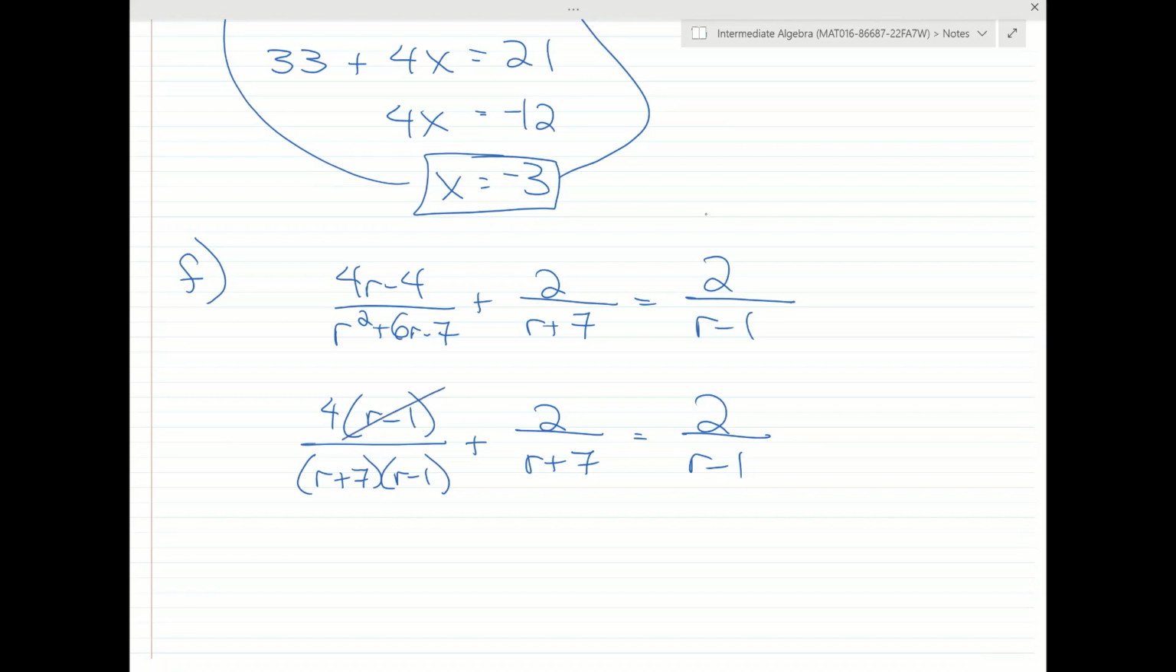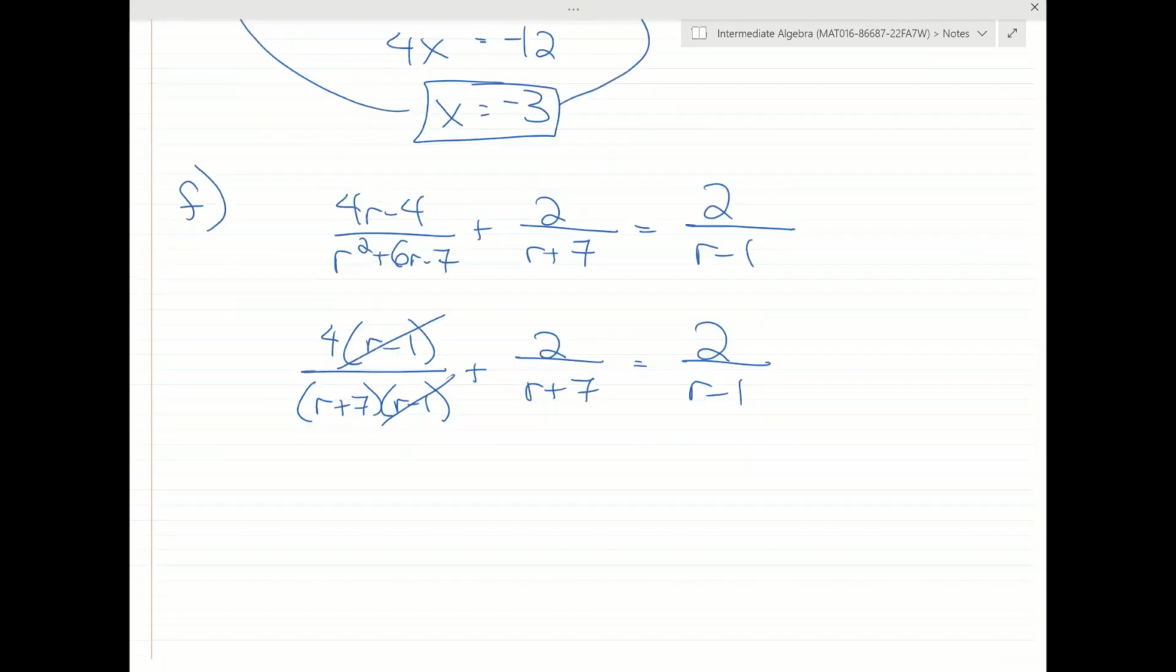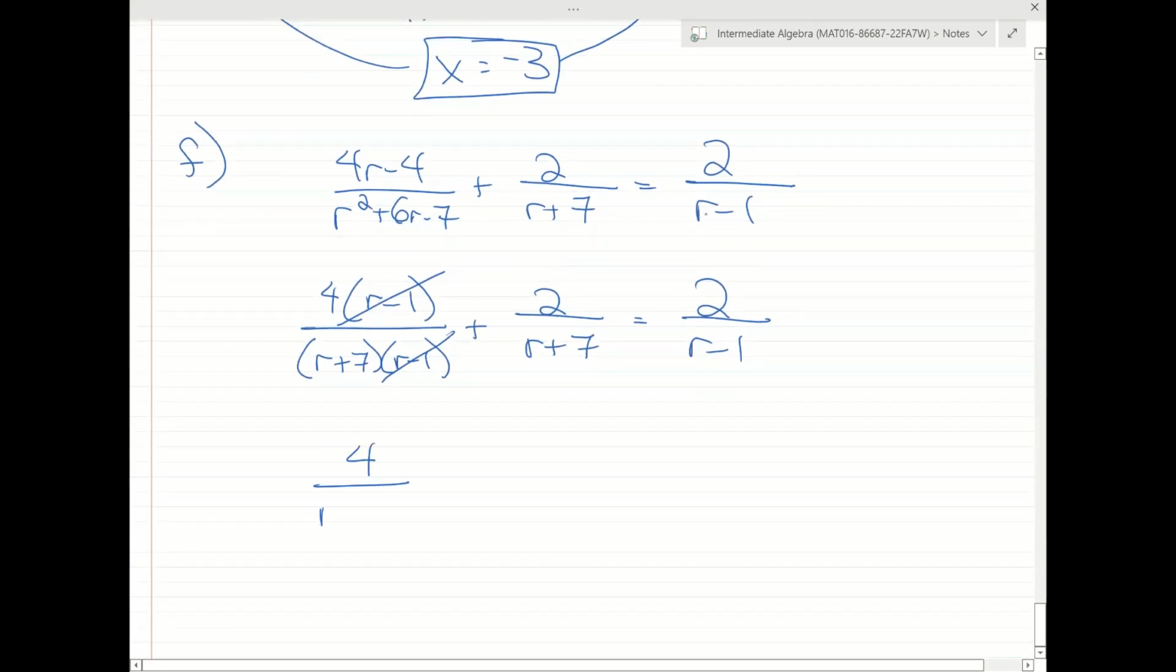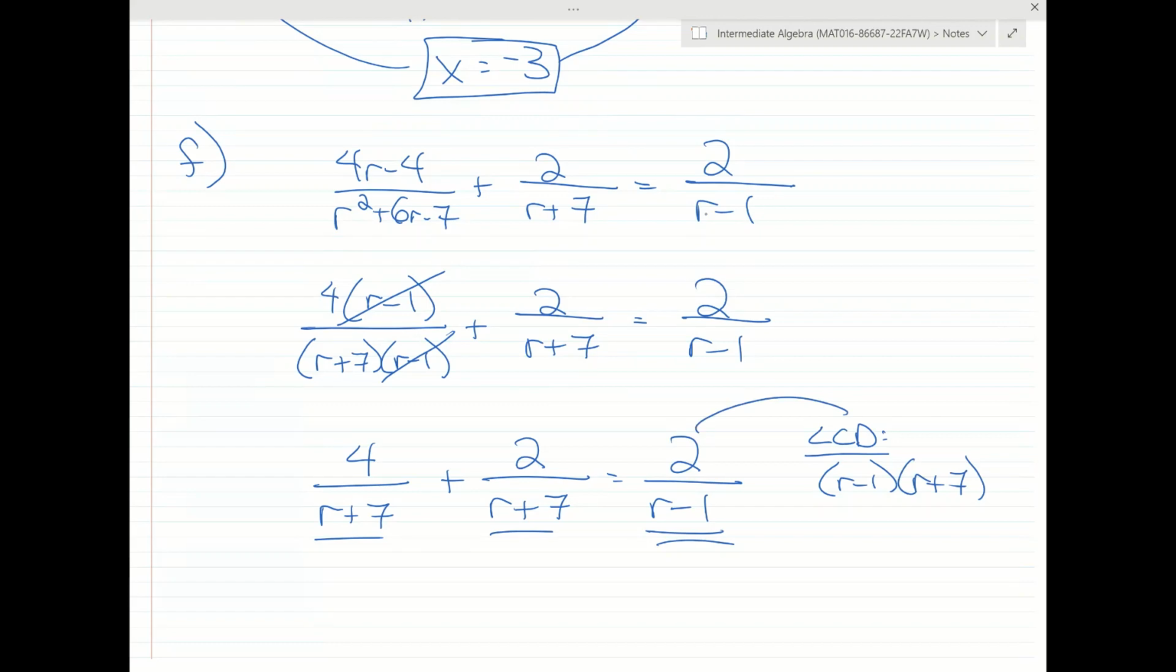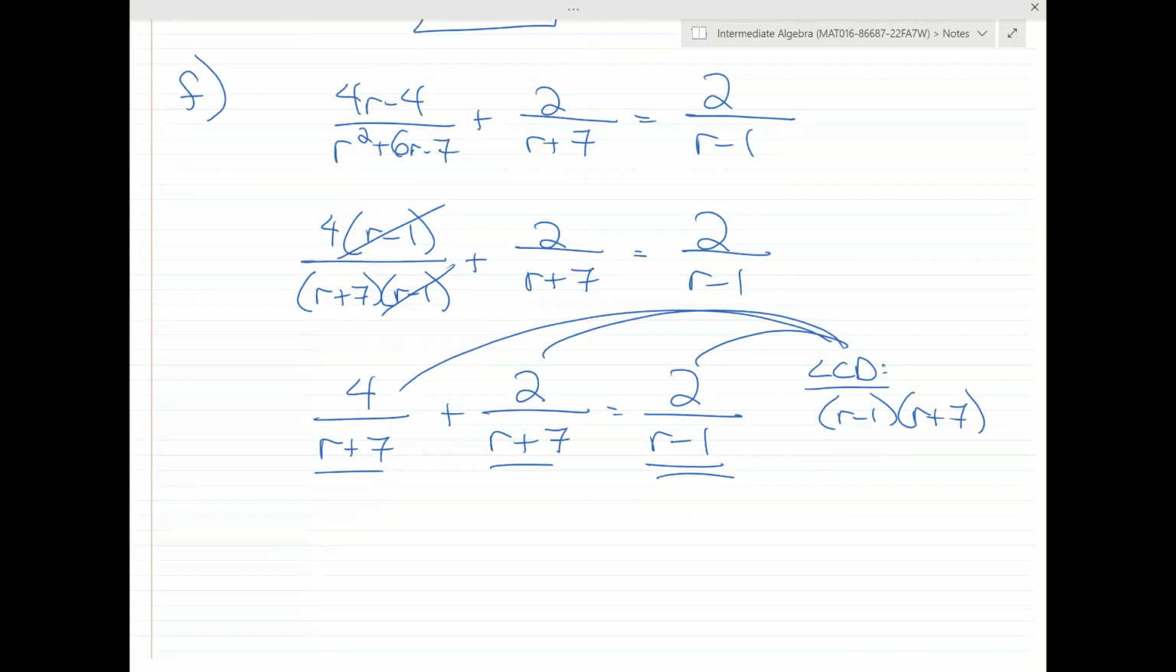We could cancel out these r minus 1s. So really the problem is just 4 over r plus 7 plus 2 over r plus 7 is equal to 2 over r minus 1. Our LCD would have to be an r minus 1 and an r plus 7. That would take care of these and would also take care of the r minus 1. What we're going to do is multiply everything by the LCD, get rid of our fractions, and see what we wind up with.